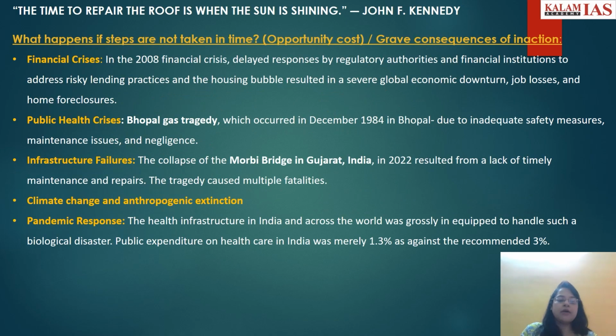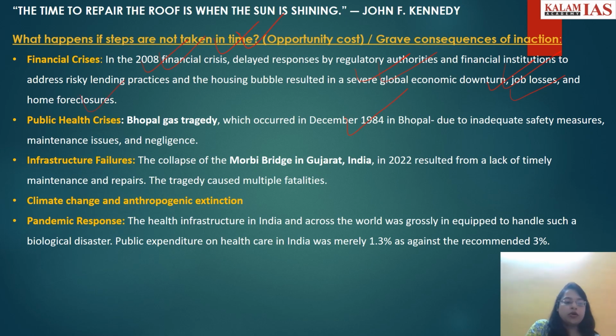Then we come to the next dimension, that is, what are the grave consequences of inaction? So what happens if the steps are not taken in time? So you can talk of the 2008 financial crisis and how it happened because of the delayed responses of the regulatory authorities and financial institutions. Okay, and how it led to the biggest economic downturn, job losses, home foreclosures.